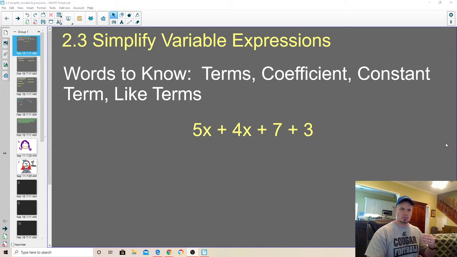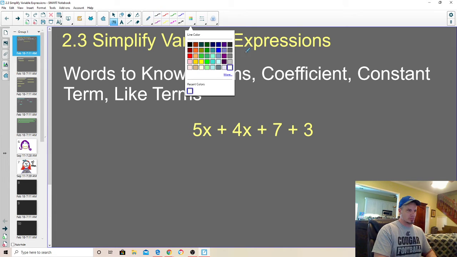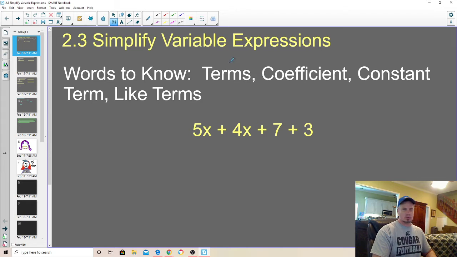Today we're looking at 2.3, simplifying variable expressions. There's a few terms we're going to need to know, or words, since we're learning the word term. I don't want to call all of them terms and get you confused. A few words we need to know: terms, coefficients, constant terms, and like terms.